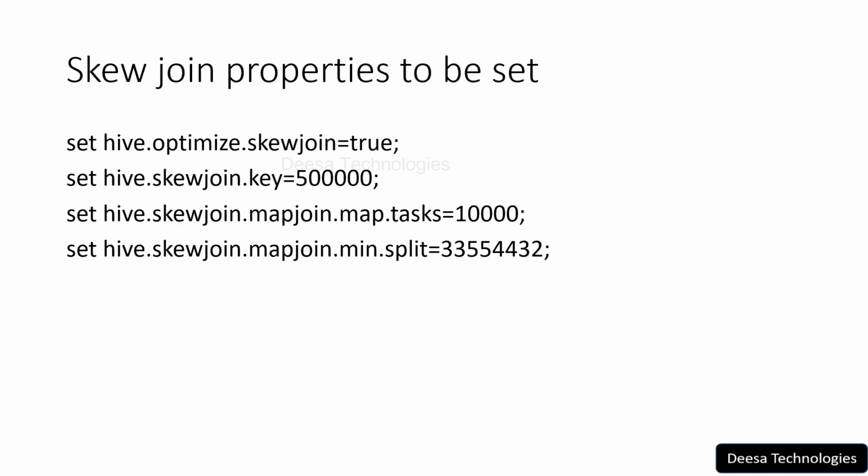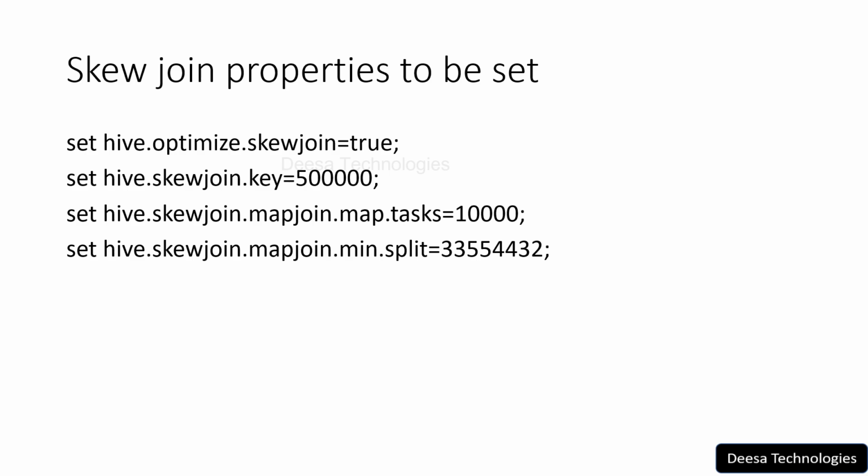And there are certain properties that we have to set for this skew join to take place. And again, as I mentioned, the skew join, the sort merge join, and the bucket map join are not very commonly used. Map side join is something which is commonly used. We have seen an example.